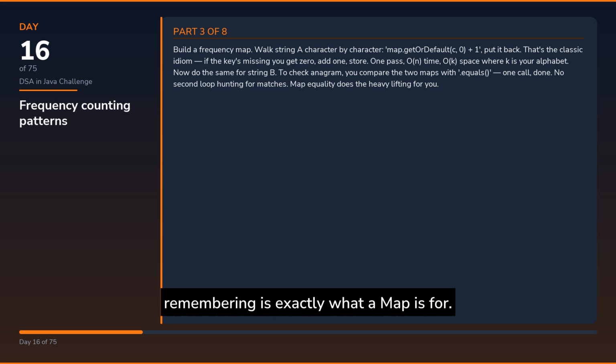Now do the same for string B. To check anagram, you compare the 2 maps with dot equals. 1 call, done. No second loop hunting for matches. Map equality does the heavy lifting for you.